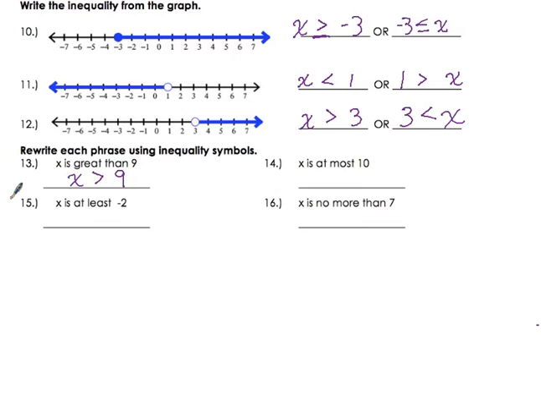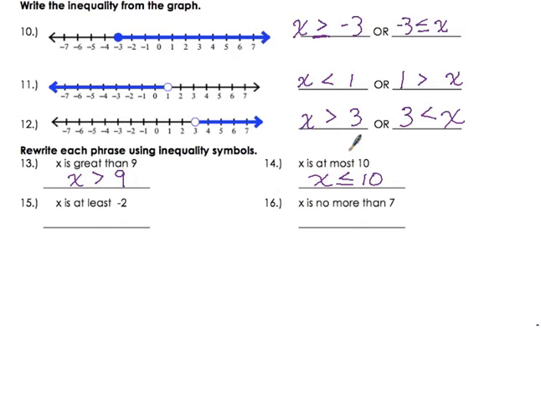X is at most 10. So I know I've got x and 10, but I have to remember what that at most is going to mean. Well, can it be less than 10? Yeah, I can. Can it be greater than 10 if I want at most? No. So it's going to be x is less than 10. But could it equal 10? Yeah, it actually could. So we have x is less than or equal to 10.